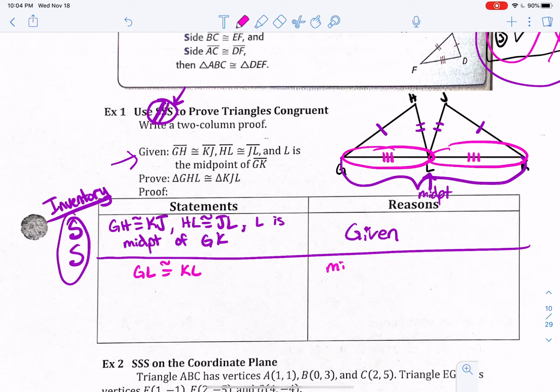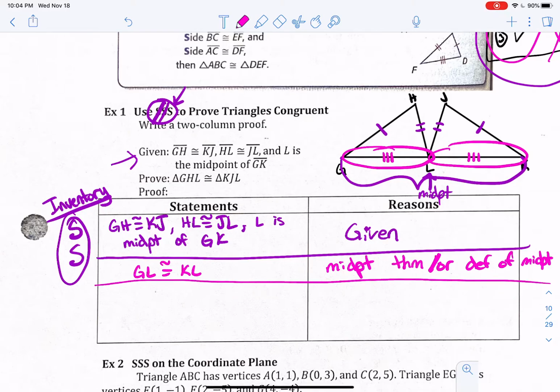I'm going to say midpoint theorem, because a while back we had a theorem that says midpoint. Or you can say, I'm going to do slash or, you can say definition of midpoint. I will take either one of those, okay? By definition of midpoint, if L is the midpoint, then those two things have to be the same, all right?